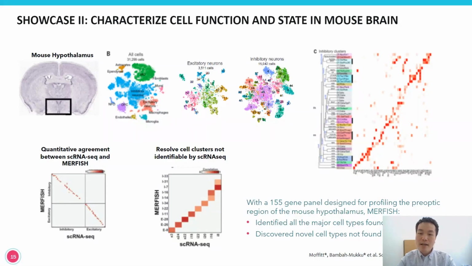First is the high cell throughput. By profiling more samples, more cells, rare cell types will be more easily captured. And secondly, this is really enabled by the high detection efficiency, which allows lowly expressed but functionally important genes to be profiled.